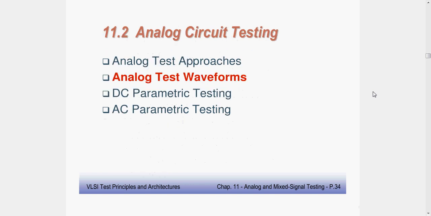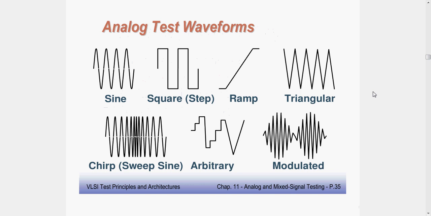So next is analog test waveforms. This is the second topic that we are going to cover today. What is an analog test waveform? We have a lot of different types of modules in analog circuits that we need to check. For each different type of circuit, we need a different manner of stimulating the particular circuit.